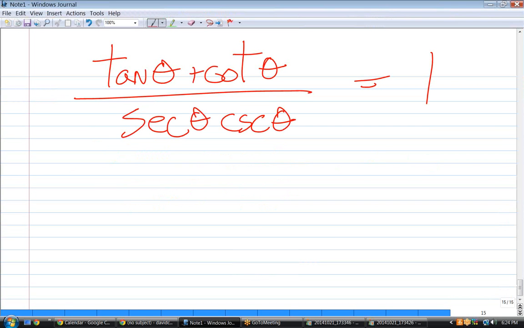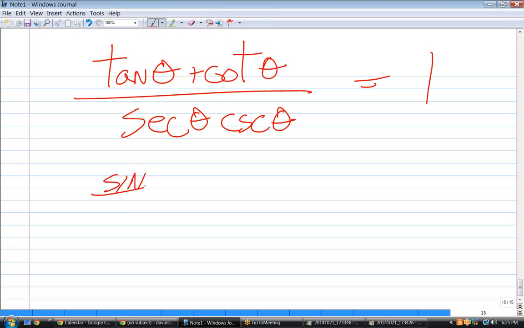Sines and cosines? Yeah, we have four different trig functions here, and no sines or cosines. So let's change everything into sines and cosines, because these don't interchange well. In other words, this turns into sine over cosine, that turns into cosine over sine, that turns into 1 over cosine, and that turns into 1 over sine. So let's go ahead and do that.